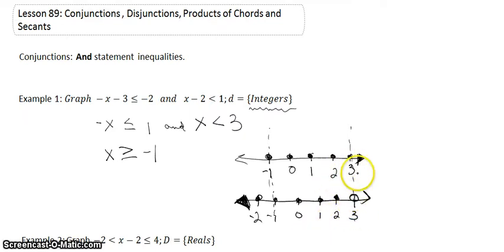Now you notice that on this one it didn't say equal to, so here we will not include that. We'll leave it that open circle instead of a closed circle. So our final graph, we have that negative 1, 0, 1, 2, and then it would end at the 3. But we wouldn't have it a closed circle, we'd leave it open. Okay, so we just include the intersection when it's an and statement.